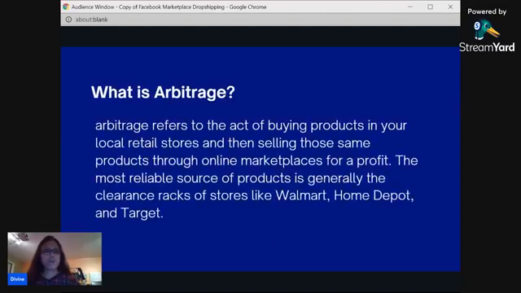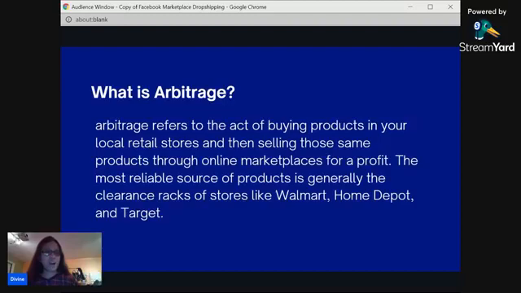So first of all, what is arbitrage? Arbitrage refers to the act of buying products in your local retailer stores and then selling those same products through online marketplaces for a profit. The most reliable source of products is generally the clearance racks of stores like Walmart, Home Depot, and Target.